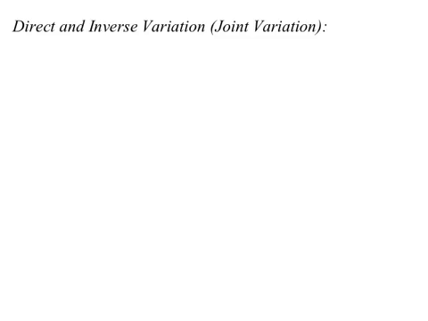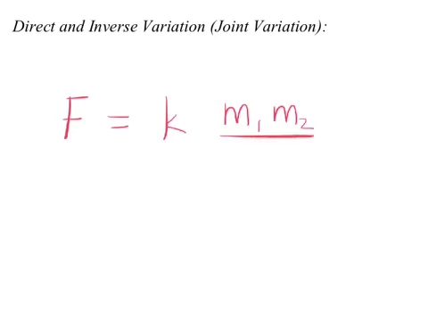A good example of this is Newton's law of gravitation, and this states that the force of attraction between any two spherical objects or bodies is directly proportional to the masses m1 and m2 and inversely proportional to the square of the distance r between their centers.